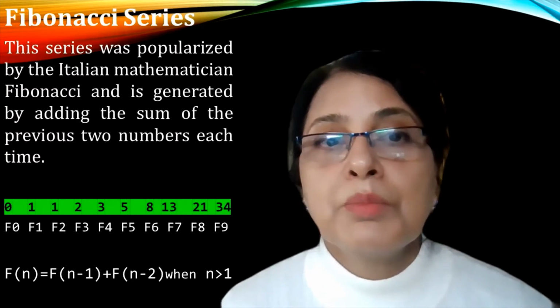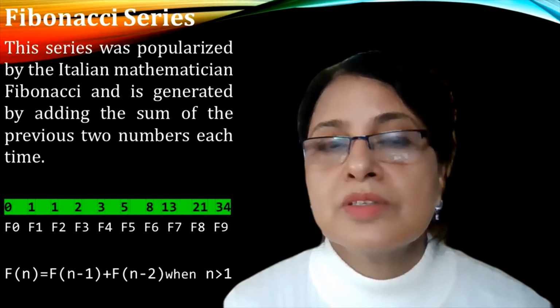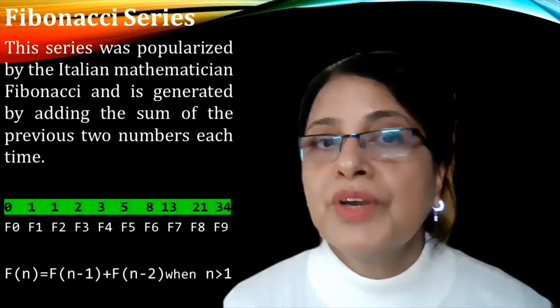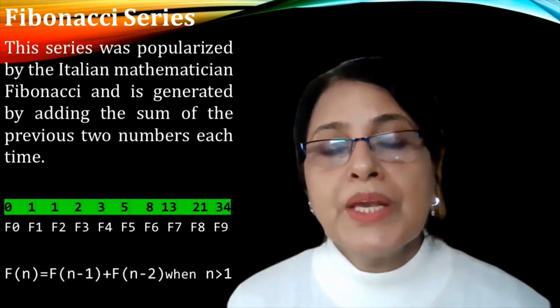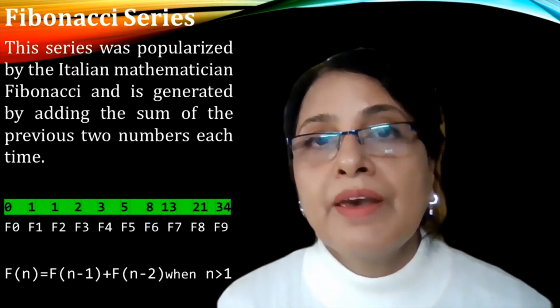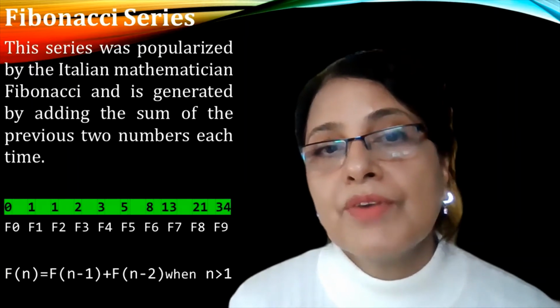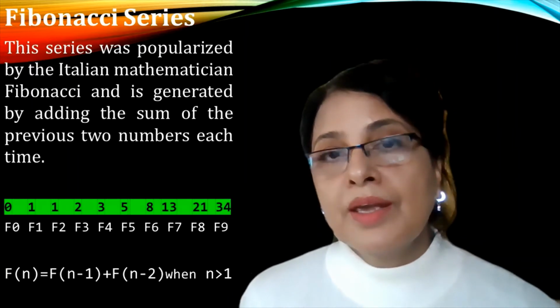5, which is the sum of 3 and 2. 8, which is the sum of 5 and 3. 13, which is the sum of 8 and 5, and so on. So the formula here is Fn is equal to Fn minus 1 plus Fn minus 2 when n is greater than 1.